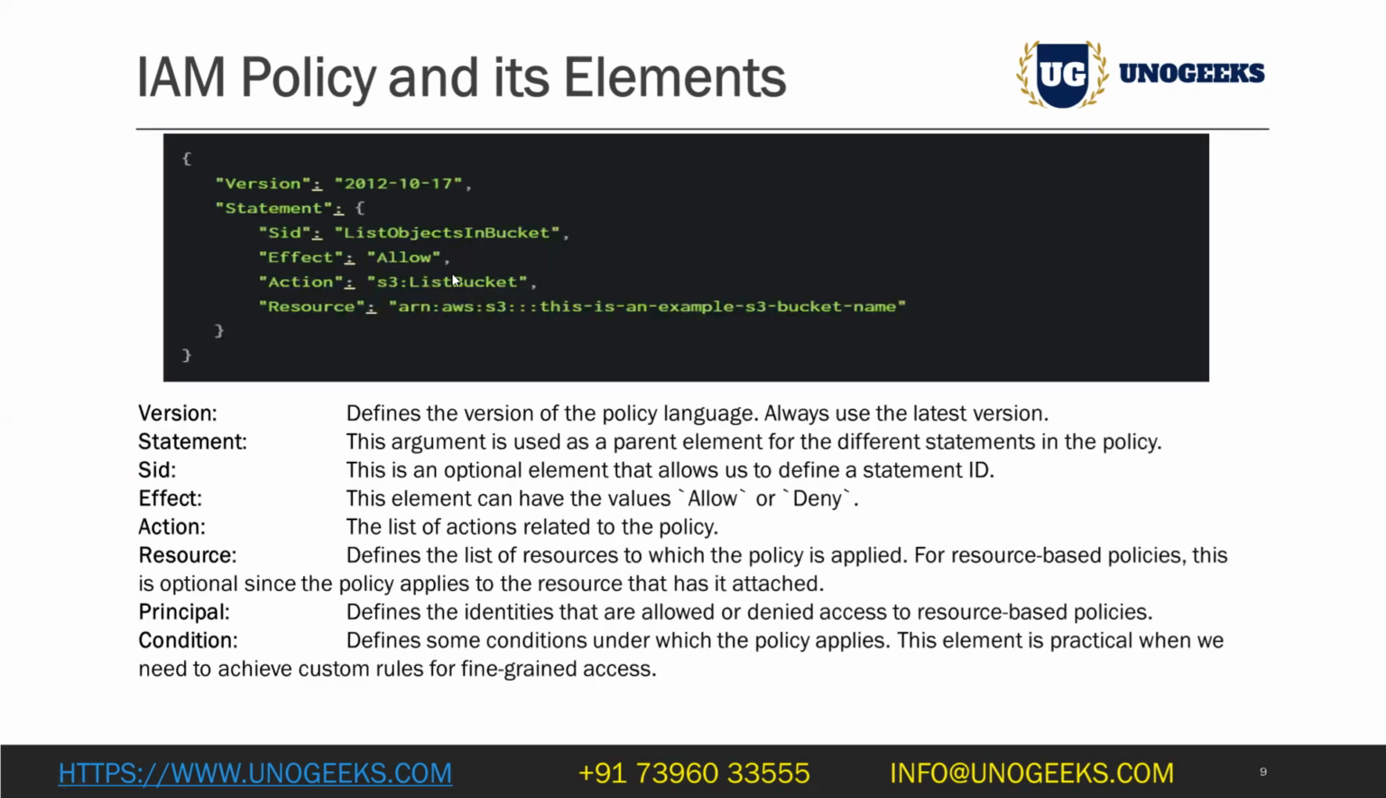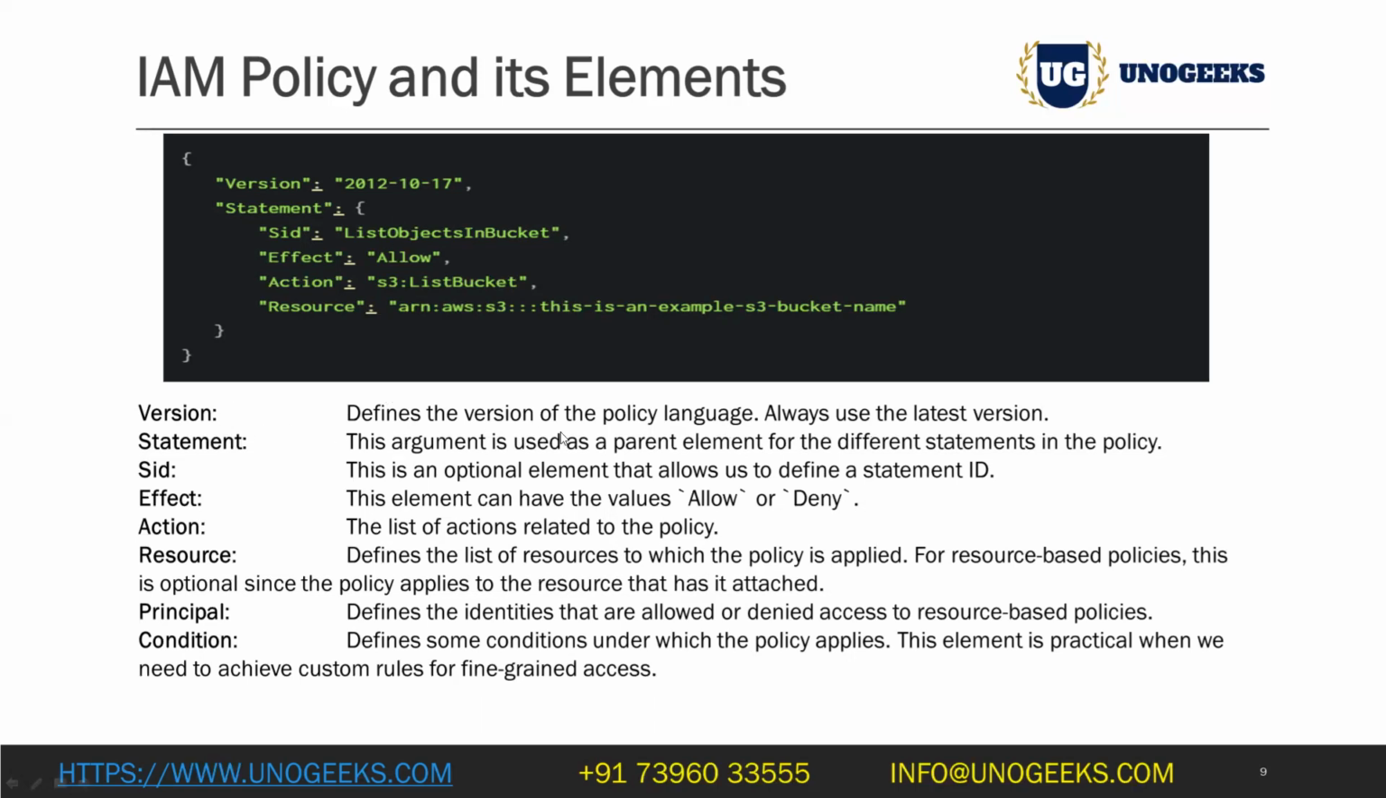Okay, this is how a simple policy looks when creating one. This is a JSON document. See the example: version, statement, SID, effect, action, resource, right? When we're creating any policy, it shows version. Version is nothing but the version of the policy language, so we always need to use the latest version when creating this policy.